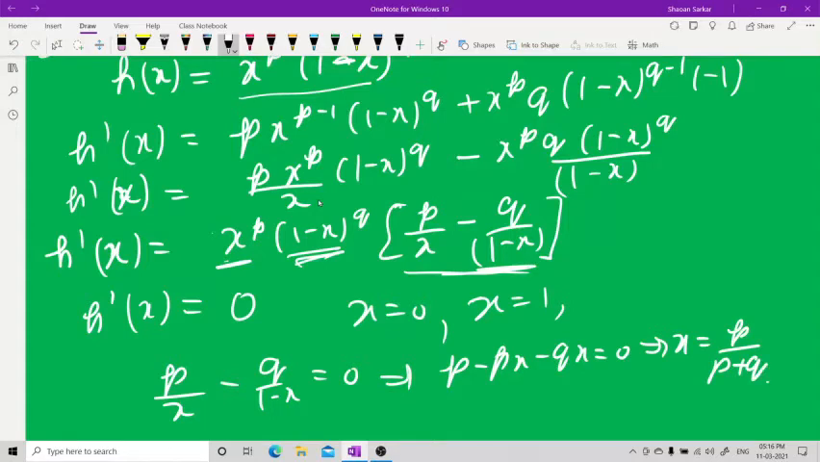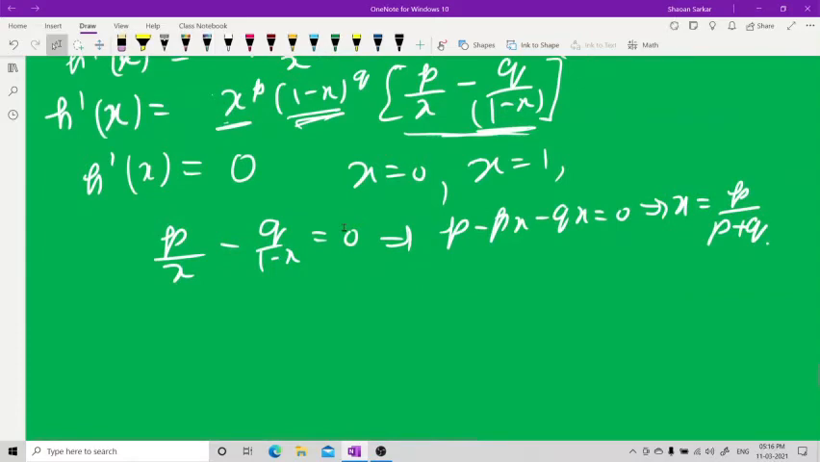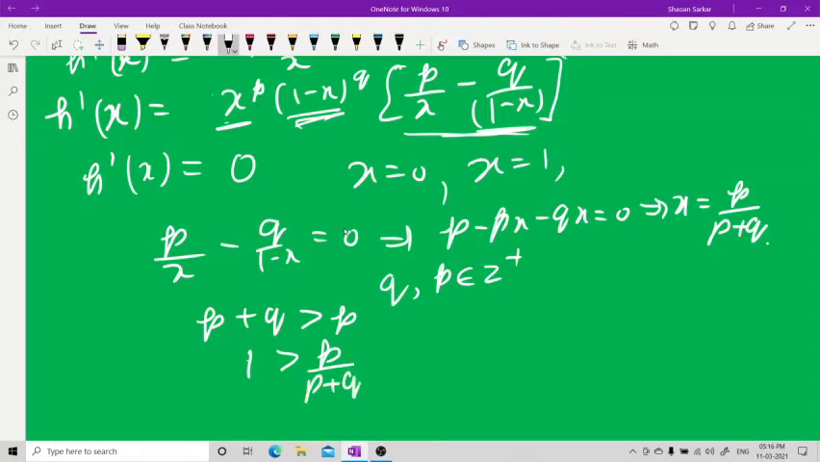Now listen, here is the point that I need to tell you. See, p plus q, because both of them are positive integers. P, q belong to Z plus. So p plus q is greater than p. That means p upon p plus q is less than 1 but greater than 0, because p and p plus q are positive integers.